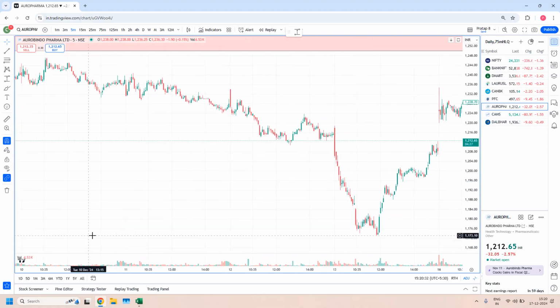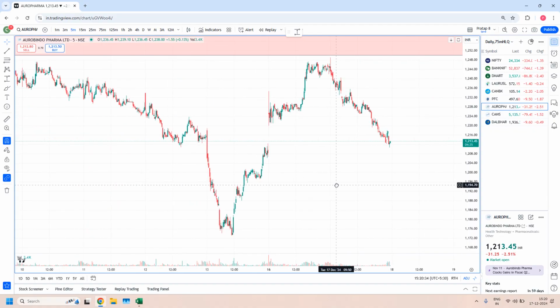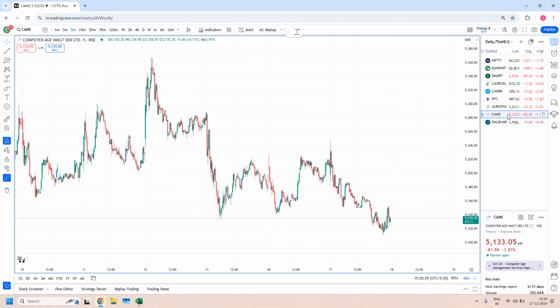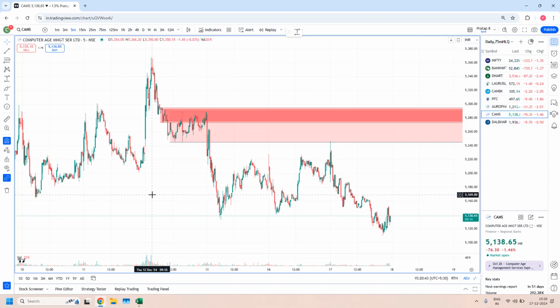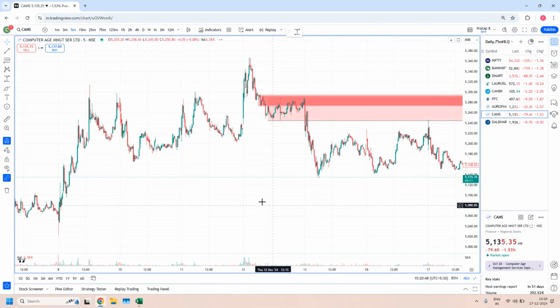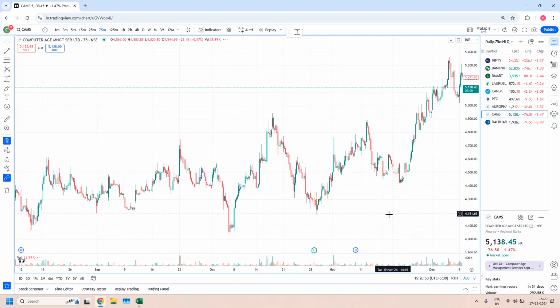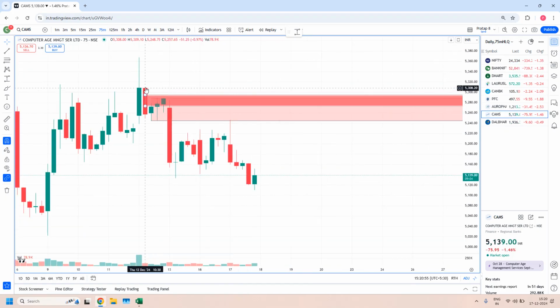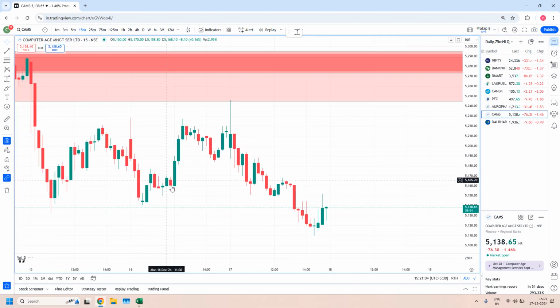Lesson 22 concept, but prices did not enter into the zone, so no trade. Next one is Computer Age Management Services, CAMS. This is also the same concept. The 75 minute zone identified by our software: drop, 3 base candles and a drop. And this is the area we fine tune with the 15 minutes time frame.